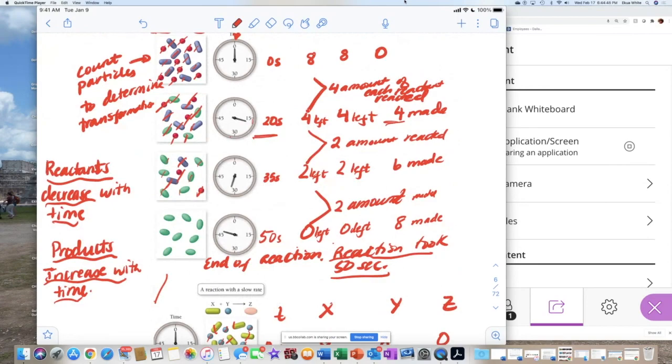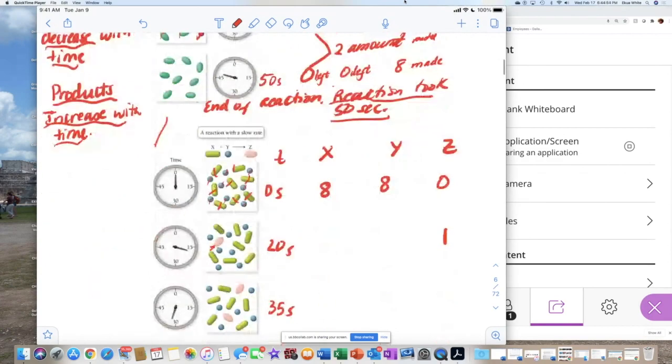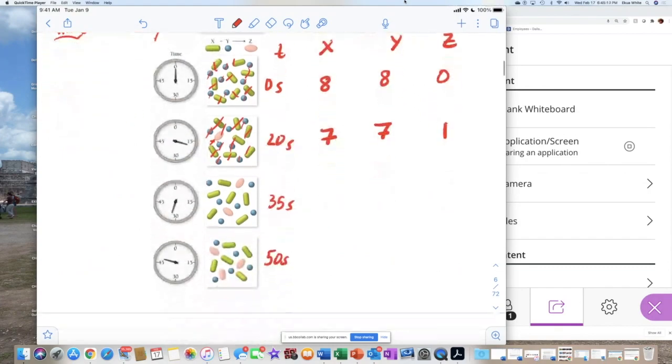You can already see, right? If you're tracking the product alone, the first reaction is faster because in 20 seconds they made 4 products. Here they only made 1. It's going to be a long ride, right? To make one product, each one had to react. So we have 7 left, 7 left. It makes sense. One of each X and one of each Y had to react to make one of Z, right? It's the 1 to 1 to 1 mole ratio.